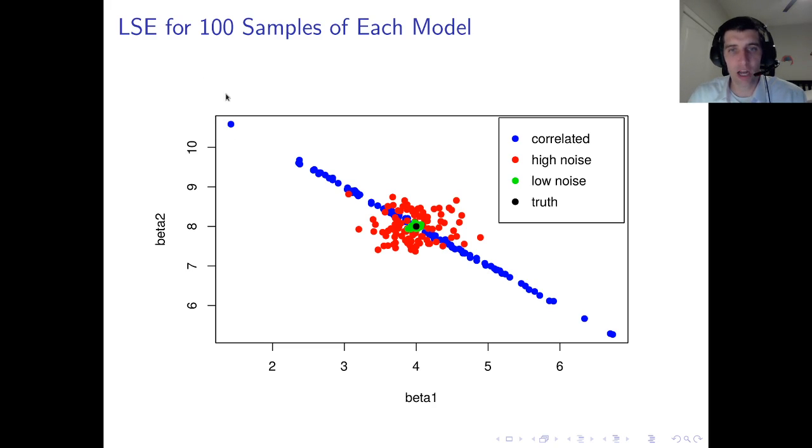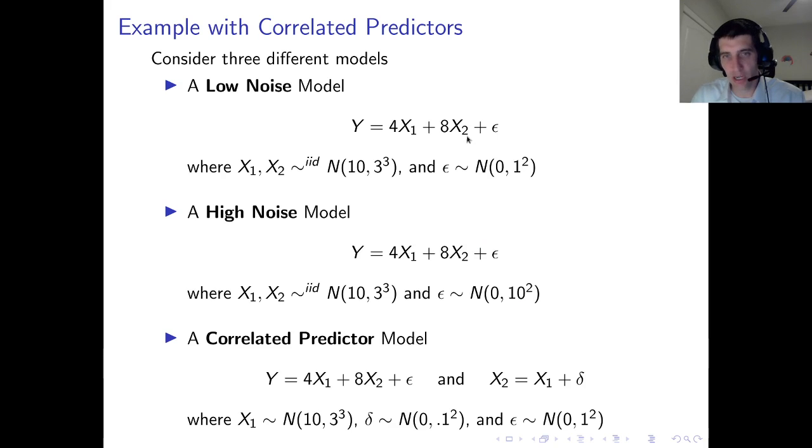This is a plot of the least squares estimator for 100 samples of each model. This takes just a little bit to explain, but what happens is I generate x1, x2, epsilon, and y 100 times for each model. I'm going to solve the least squares estimation problem given all those points, just my x and y points. I'm obviously not going to use my epsilon to do the least squares estimator. I'm going to do the least squares estimator like I know how to do.